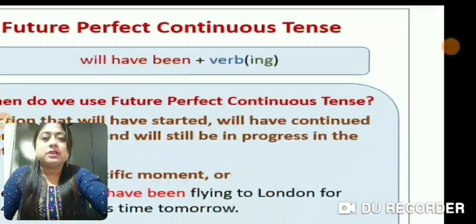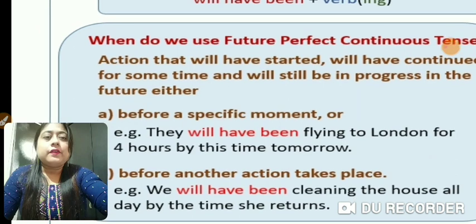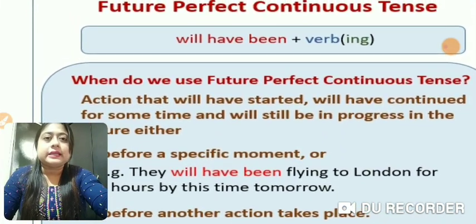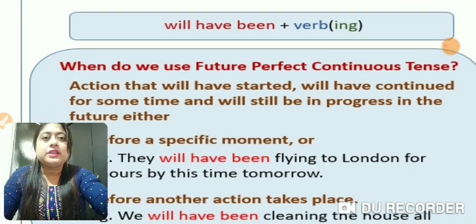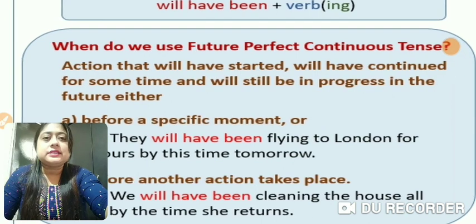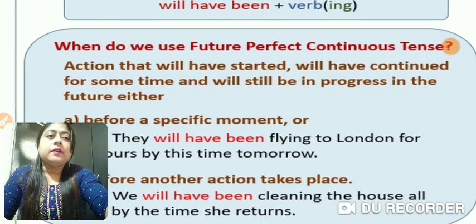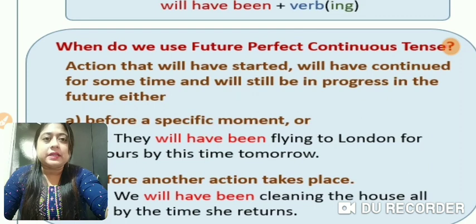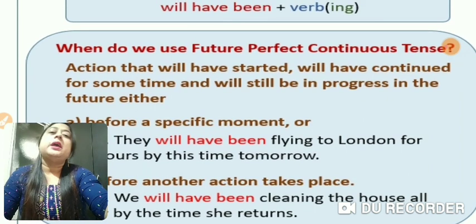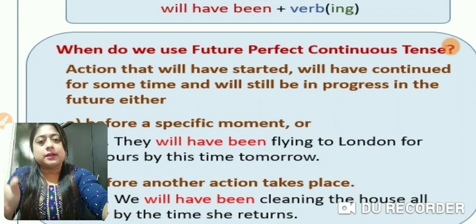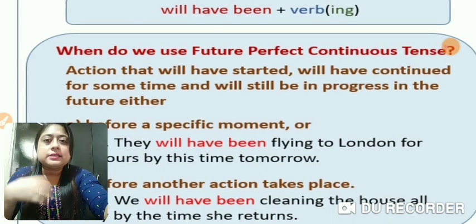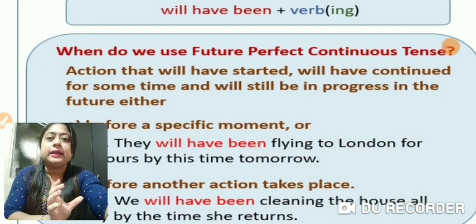Now let us see the structure and other examples. Will plus have plus been plus verb in its ing form. So when do we use future perfect continuous tense? The actions that will have started, will have continued for some time and will still be in progress in the future either. So the action that has started before we talk about the sentence and is still in progress will come to an end.